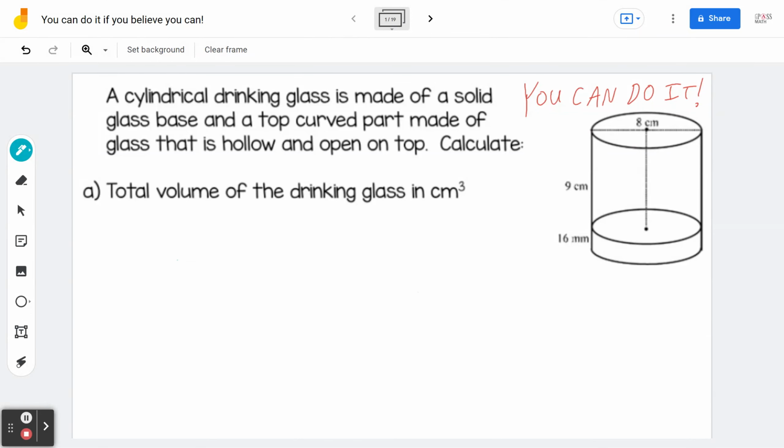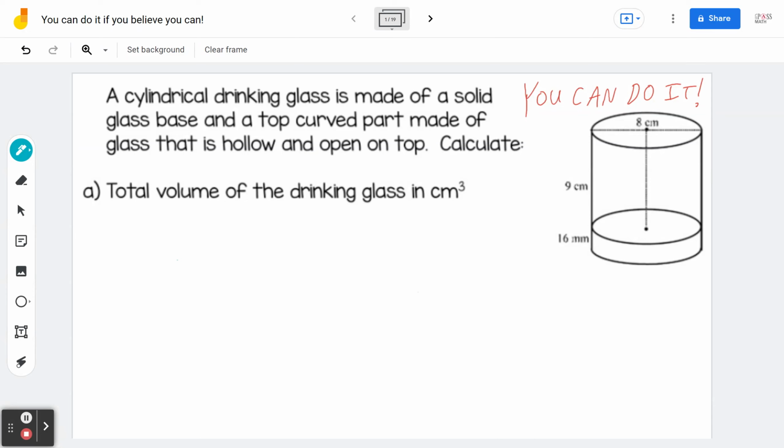Hi everyone, let's take a look at the following example. A cylindrical drinking glass is made of a solid glass base and a top curved part made of glass that is hollow and open on top. Calculate A, total volume of the drinking glass in centimeter cube.